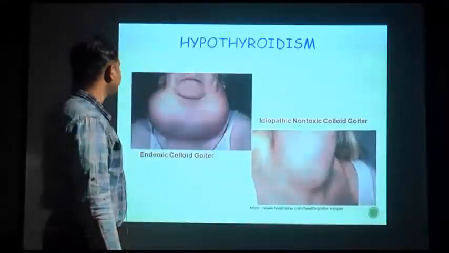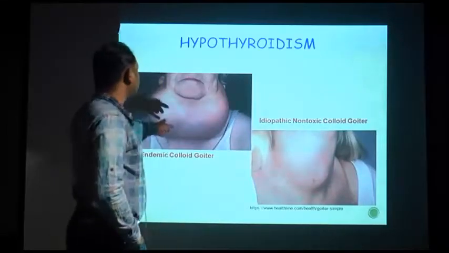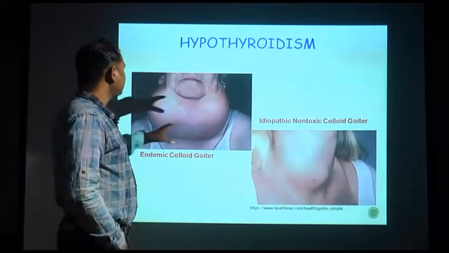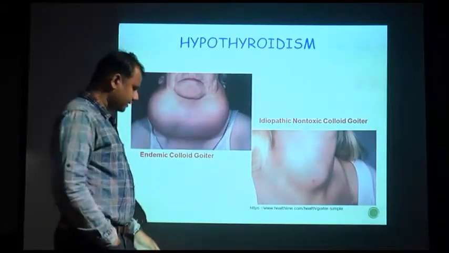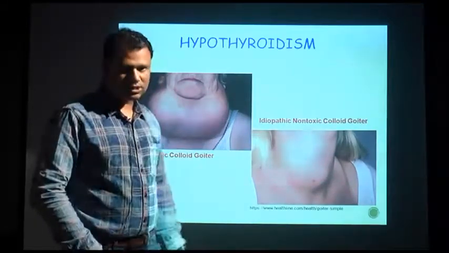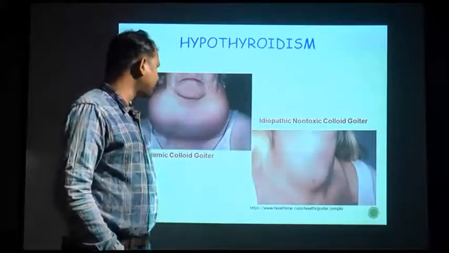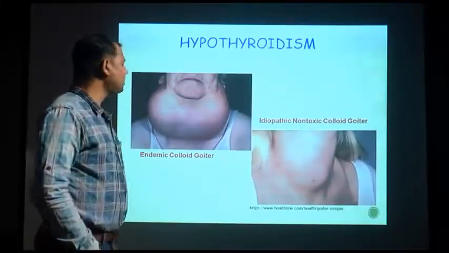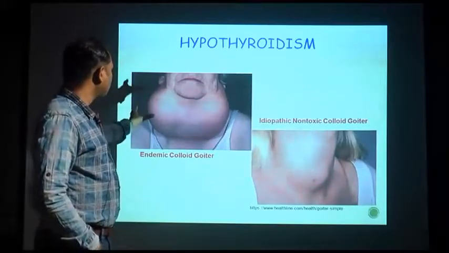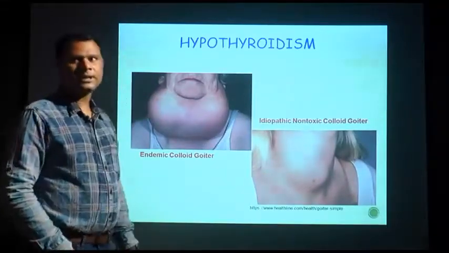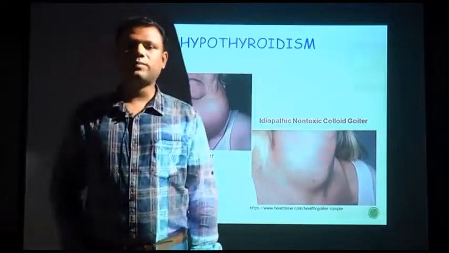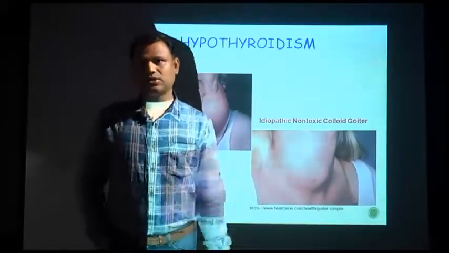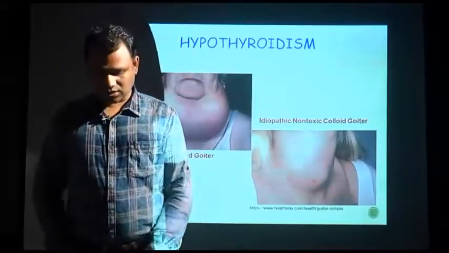So these are the two figures which show the endemic colloidal goiter and idiopathic non-toxic colloidal goiter. You can see this is a mild bulge, or a bulge may not be seen in some cases of idiopathic non-toxic colloidal goiter, but in endemic colloidal goiter you can see how the thyroid gland enlarges. Sometimes surgery is needed to remove a portion of the thyroid gland so that the person can regain a normal appearance, but this is not the permanent cure.